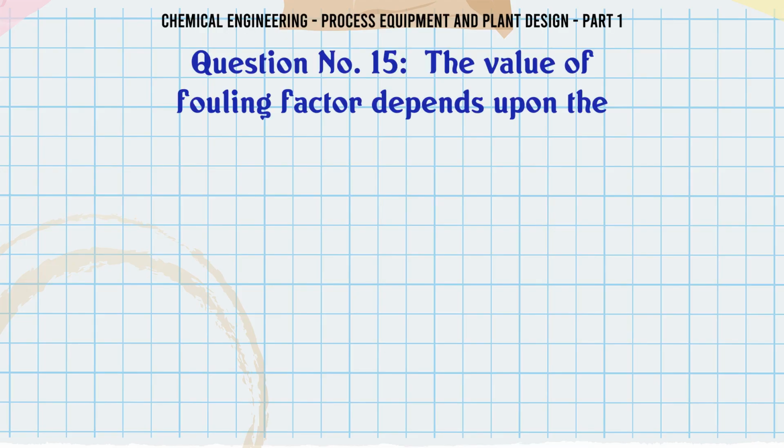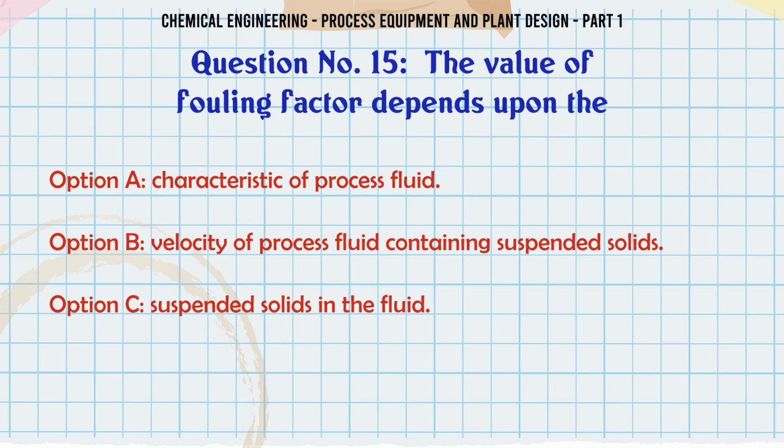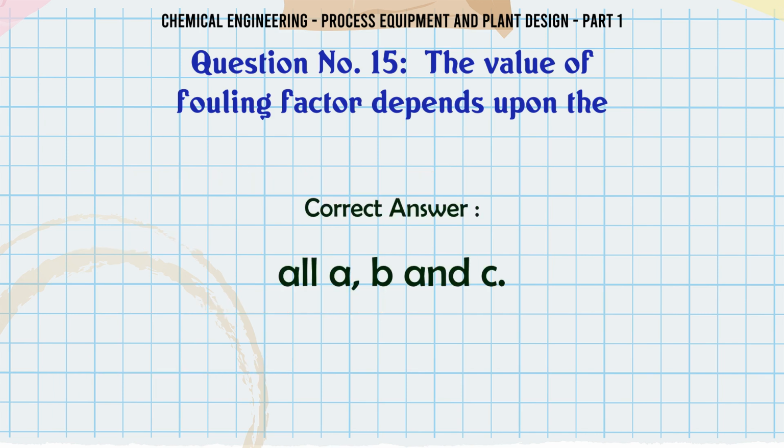The value of fouling factor depends upon the A. characteristic of process fluid, B. velocity of process fluid containing suspended solids, C. suspended solids in the fluid, D. all A, B, and C. The correct answer is all A, B, and C.